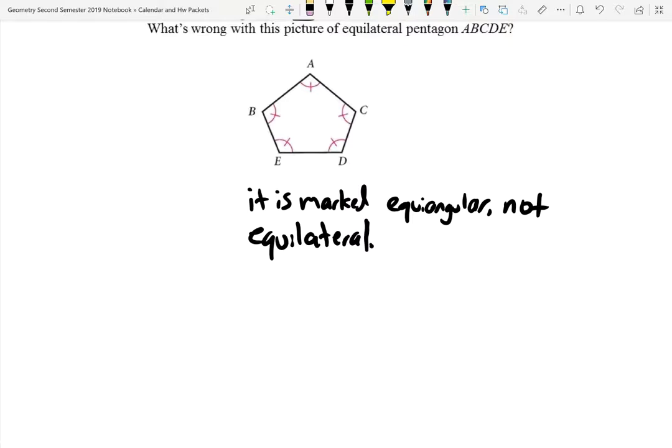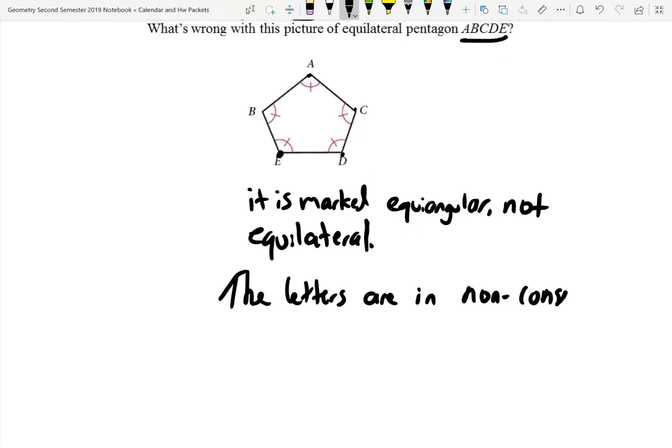What else is wrong with it? Anything else? Well, look at the order here. A, B, E, D, C. The letters are in non-consecutive order. So for example, what this should say is A, B, C, D, E. So those two things are wrong.